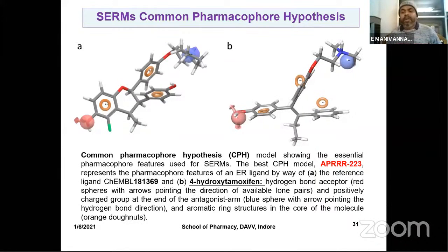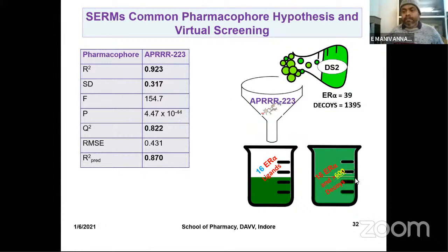So this AP-RR223 is the best pharmacophore with respect to different statistics. And in this other picture, picture B, 4-hydroxytamoxifen is mapped onto this particular pharmacophoric feature set, the selective estrogen receptor common pharmacophore hypothesis. The statistical parameter R squared value, that is the squared correlation value, is 0.923.